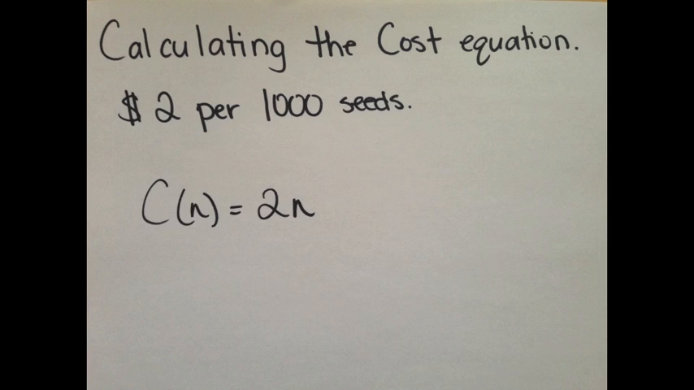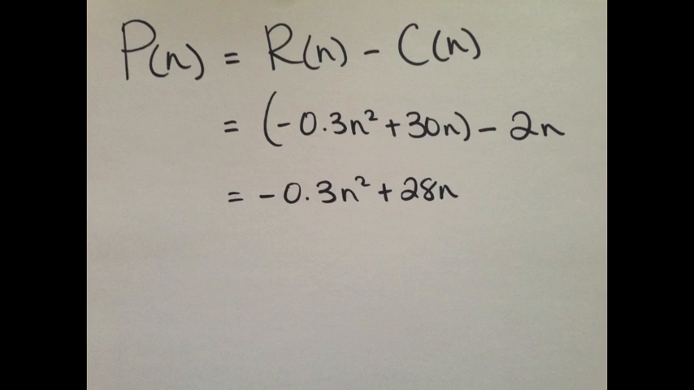Next, we need to find our cost equation. To find the cost equation, it is cost per unit times number of units. Our price is $2 for every 1,000 seeds, and our number of units is n, since n represents seeds in thousands. Therefore, our cost equation is 2n. Now that we have both our revenue and cost equations, we can find our profit equation, which is revenue minus cost. After you plug in your revenue and cost equations, simplify the equation to get your profit equation, which is negative 0.3 n squared plus 28n.